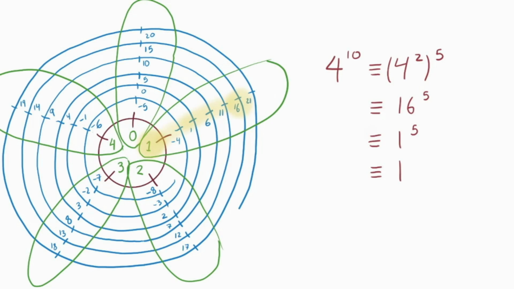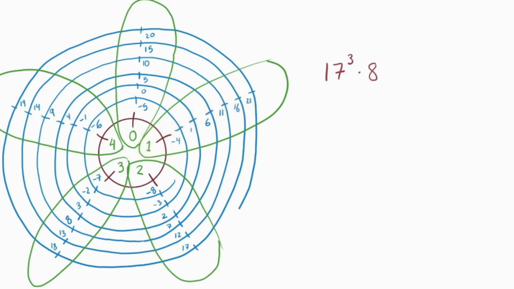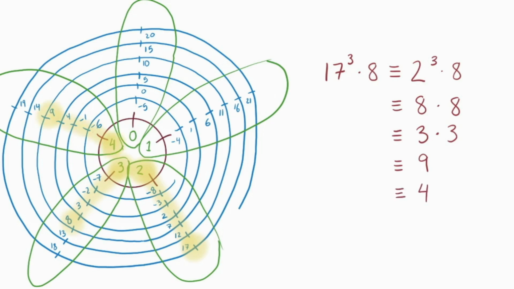So let's do another example, 17 cubed times 8. Pause the video here and give it a try yourself before you see how I do it. Okay, great. So here's how it worked for me. 17 cubed times 8 is actually the same as 2 cubed times 8 because 17 drops to 2 on the clock. 2 cubed is 8, so we have 8 times 8. And I can drop my 8s to 3s on the clock, so that's 3 times 3, which is 9, which drops to its shadow, 4. But perhaps you did it differently. But if you did it correctly, you will have gotten the same answer.